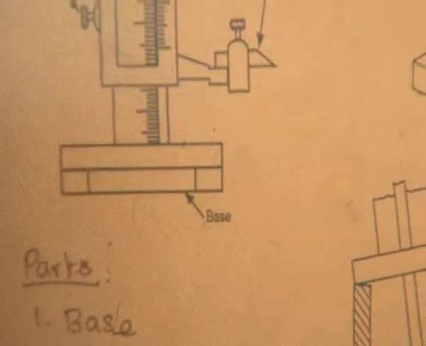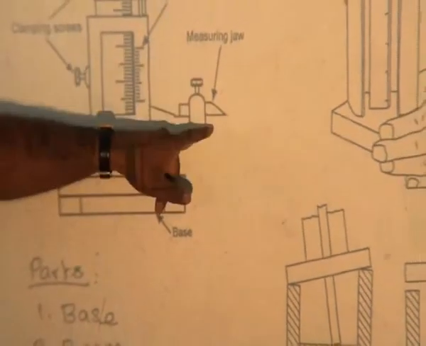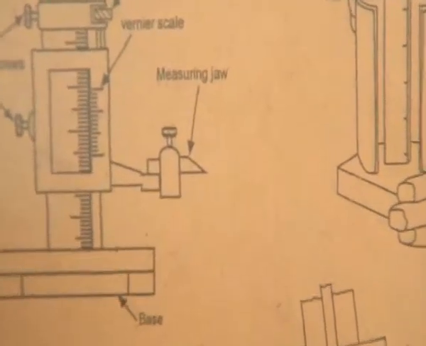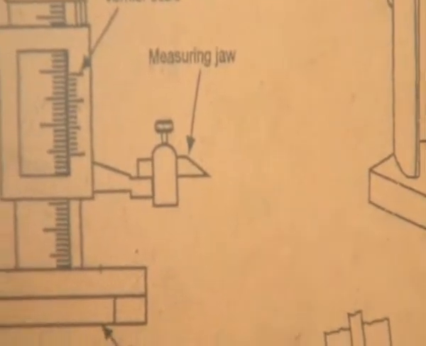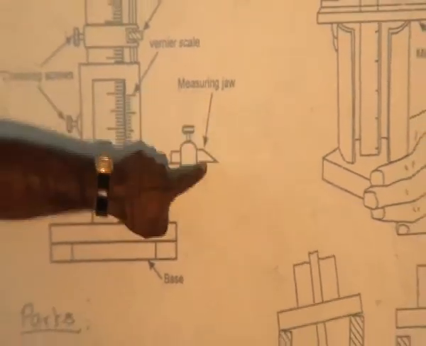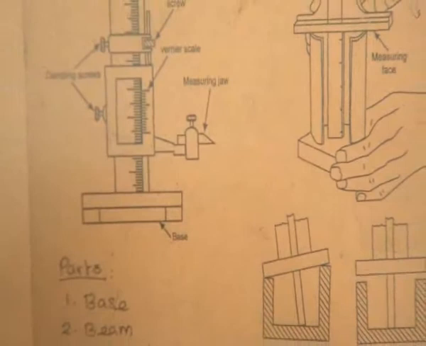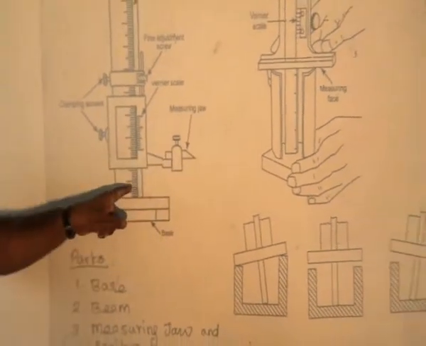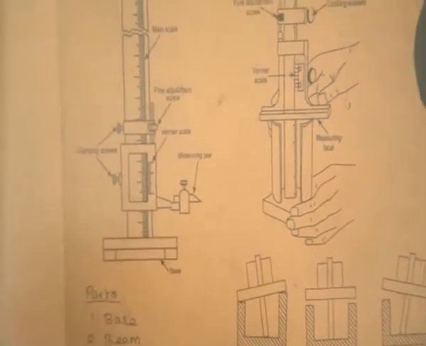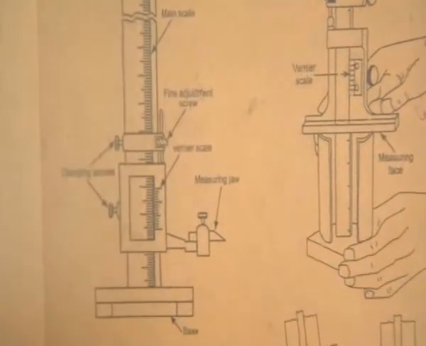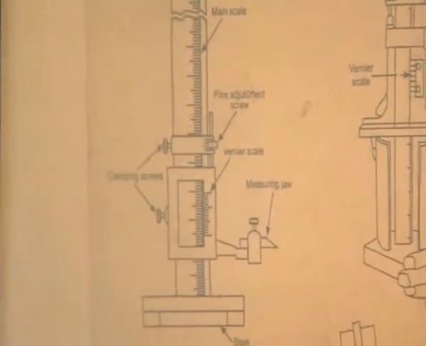Then we have to measure the height of the component by using the measuring jaw. So of the two ends, one end touches the surface plate, another end touches the measuring jaw. The measuring jaw we have to fix. And then it shows the value on the main and vernier scale. So this is the basic working principle of the vernier height gauge.